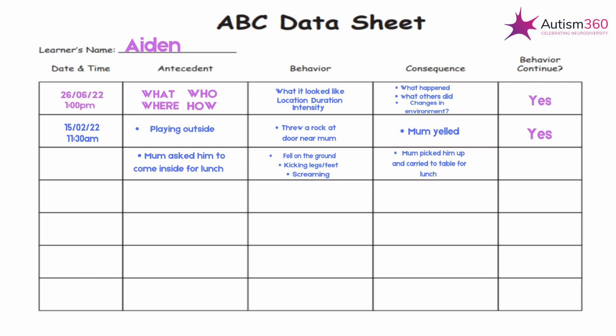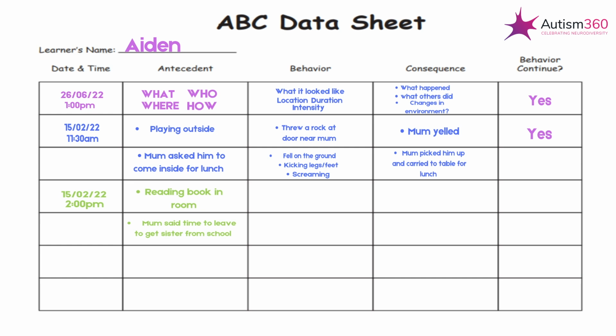Later that day, Aiden throws a book at Mum. To collect the data, Mum would record the date and time. Tuesday, 15th of February at 2 p.m. Mum would record the antecedent. Aiden was in his room reading a book when Mum told him it was time to leave to go pick up his big sister from school.